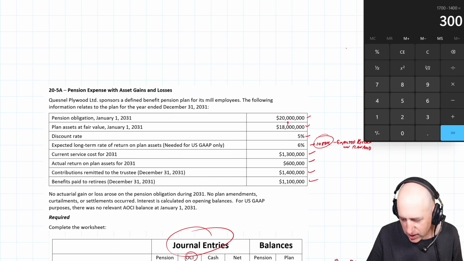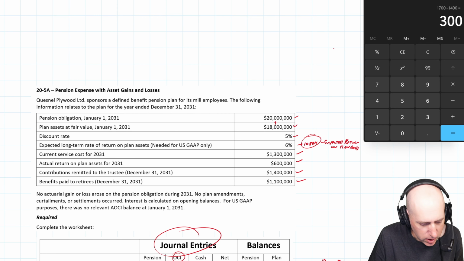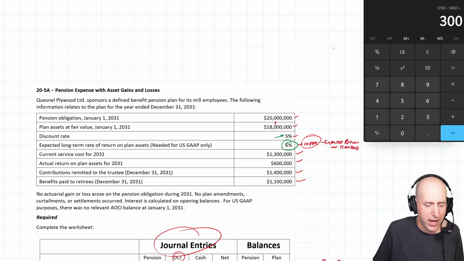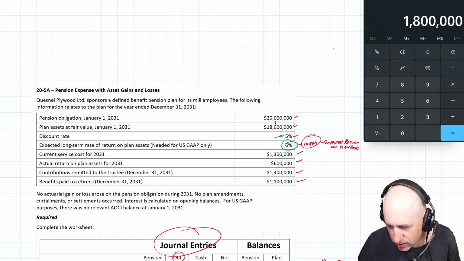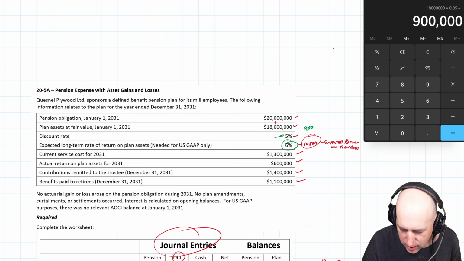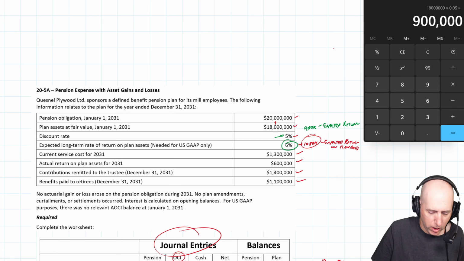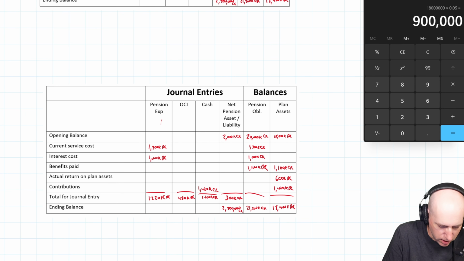When they calculate the expected return on assets, you can't use some different amount. Your expected return on assets is based on the discount rate. So you go, okay, it's 18 million times 5%. It's 900K. That's our expected return on assets for IFRS. I'll just say expected return.